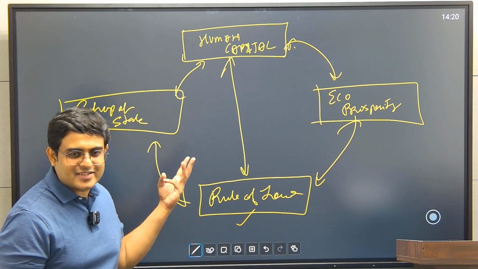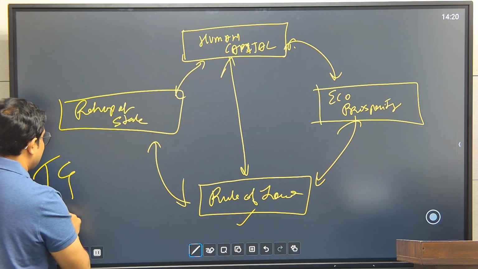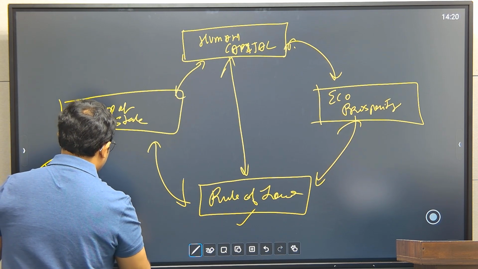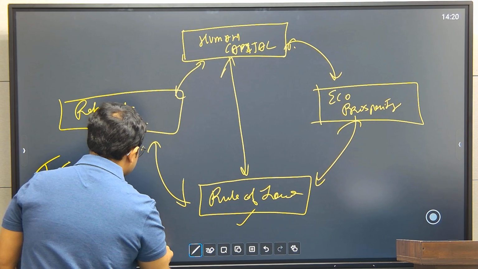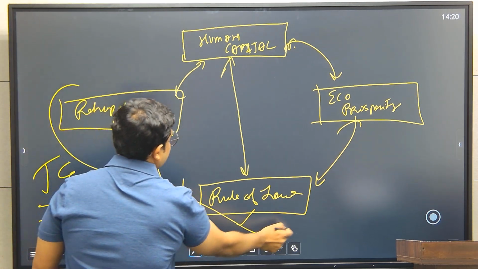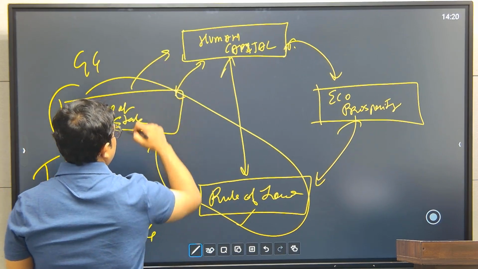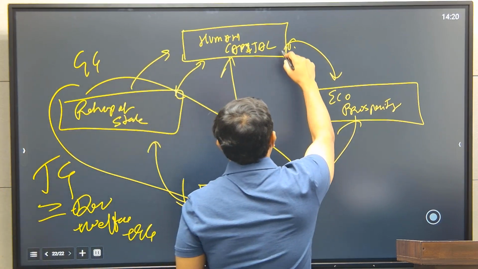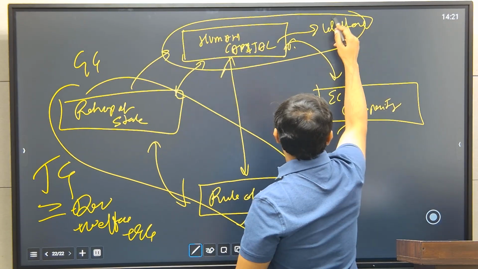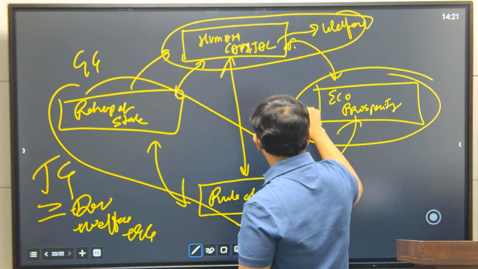So let's fit these components in this Telangana model of development. What the Chief Minister said: development plus welfare plus good governance. So good governance you fix here, rehab of the state and rule of law, good governance. Human capital, of course, is welfare, and economic prosperity means development.